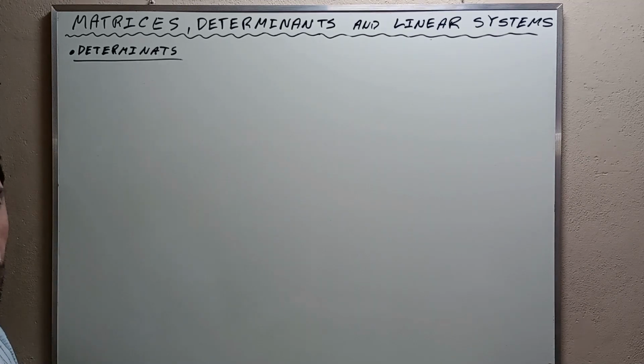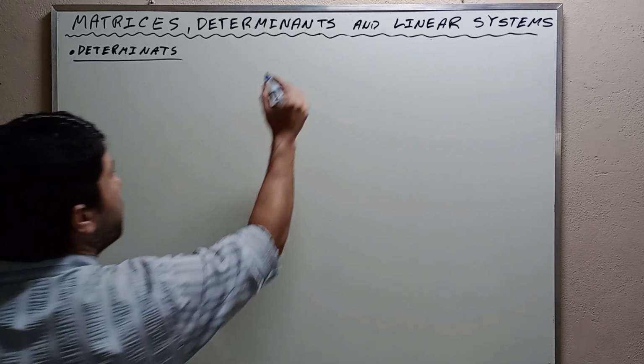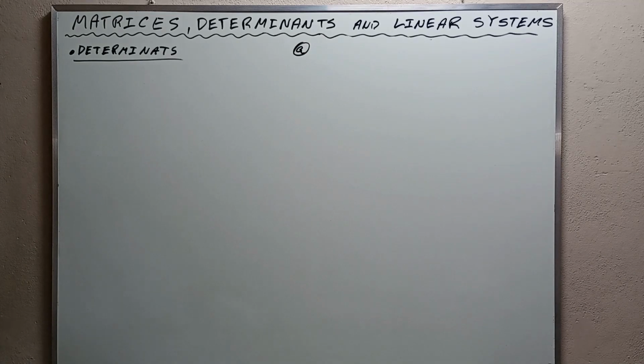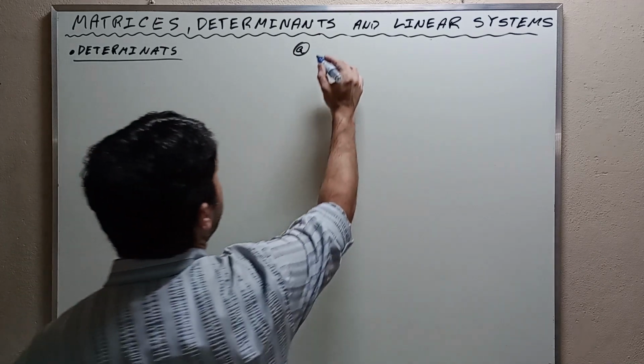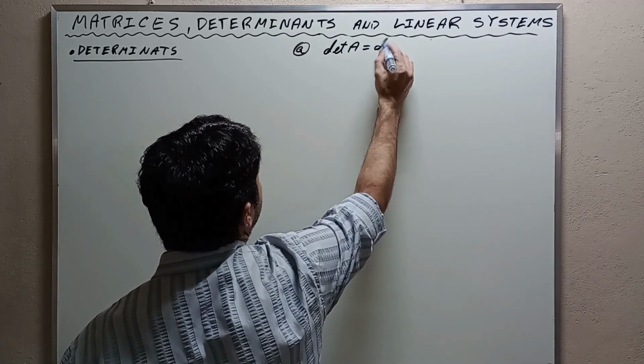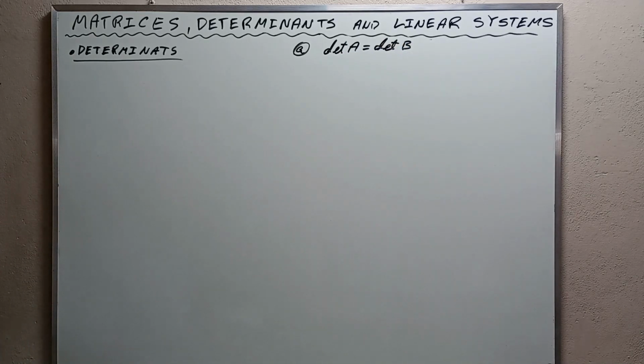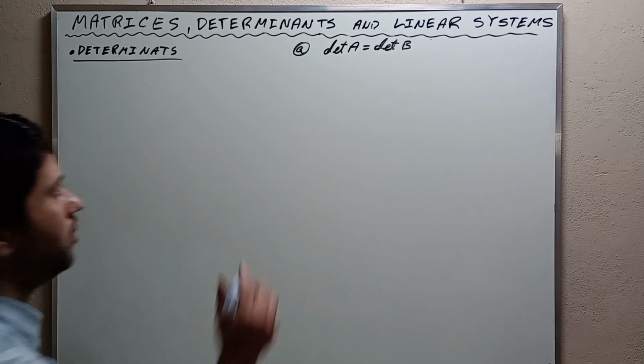Property number 1, row operations. Letter A. If a multiple of one row of A is added to another row to produce matrix B, then the determinant of A is equal to the determinant of B. Repeating, if a multiple of one row of matrix A is added to another row of matrix A, and this sum produces another matrix, which we call B, then the determinant of B is equal to the determinant of A. Property number 2.